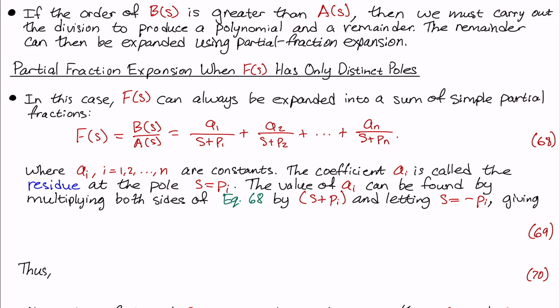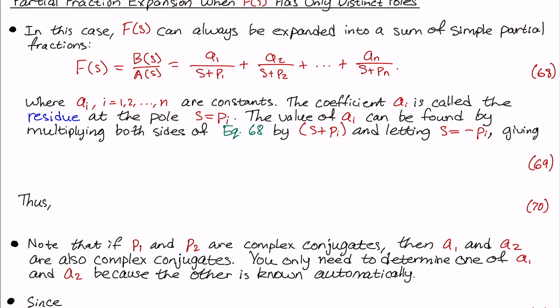And in this case, these will each have a very simple inverse Laplace transform. So each coefficient ai here, from i equals 1 up to n, is called the residue at the pole s equals minus p sub i. So that would be the ith residue at the ith pole. We're going to find the value of each of these residues by multiplying both sides of our equation 68 by s plus the ith pole, and then letting s equal minus p sub i, and then this will give the following. And you'll see how this actually works when we go through the examples.